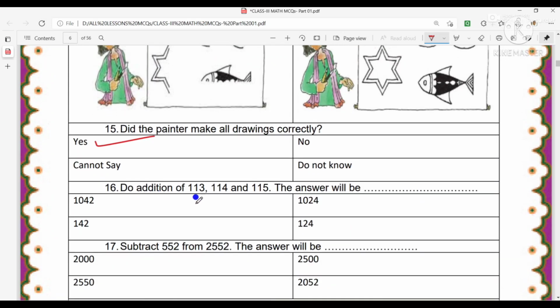Then do addition of 113, 114 and 115. The answer will be 113 plus 114 plus 115. Yes, we can add here. So the answer after addition you will get 3, 4, 7. 7 plus 5, 12.